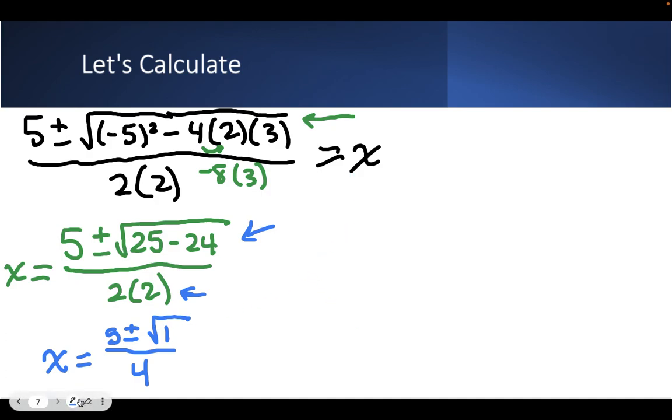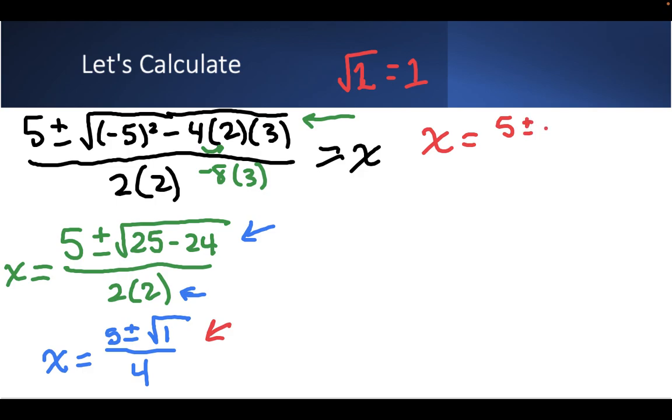Now we're going to simplify this. And you may be like, where can I simplify? Well, the square root of 1 is equal to 1. So let me rewrite this. We get x is equal to 5 plus or minus 1 over 4.